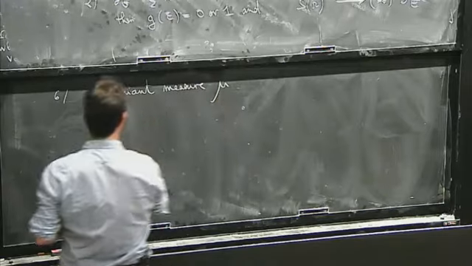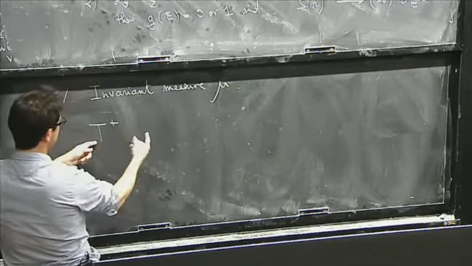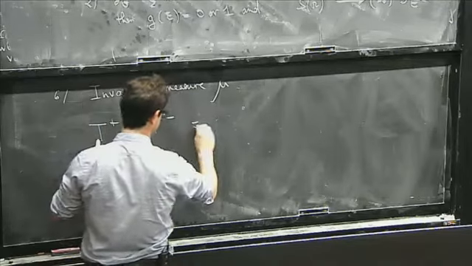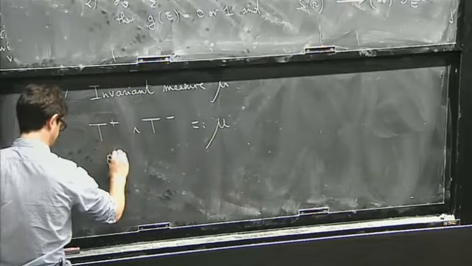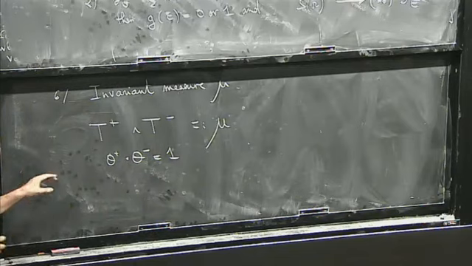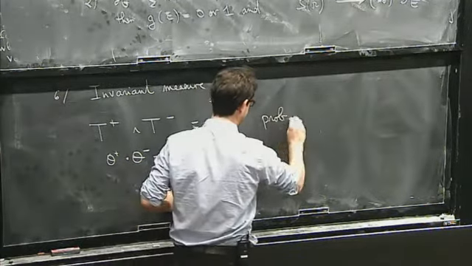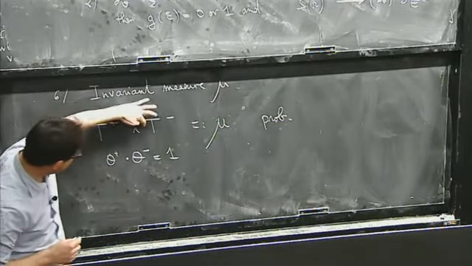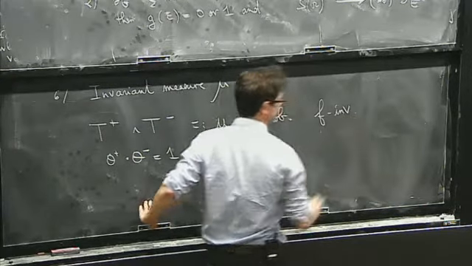That's all. T plus and t minus are locally dd bar of continuous functions, so I can define the product. And that's a measure. And because I normalized with theta plus theta minus equal to 1, this measure is a probability measure. And because t plus is multiplied by lambda and t minus by 1 over lambda, it's invariant.